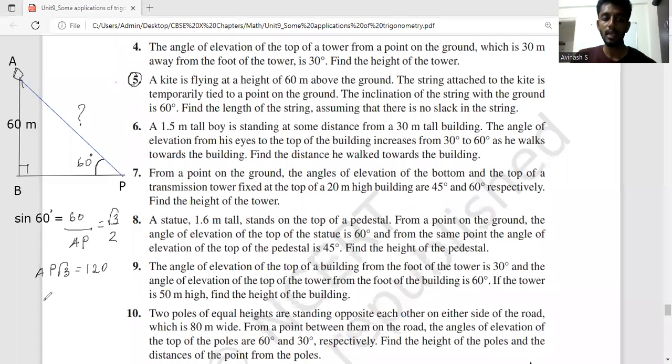Now we get AP is equal to 120 divided by root 3. We rationalize, because the denominator should not be in irrational form. So you get 120 root 3 divided by 3. In the denominator, root 3 into root 3 becomes 3. Then this gets cancelled, you get 40. So the final answer is: the length of the string is 40 root 3 meters. That is the final answer. This is something that's very important.